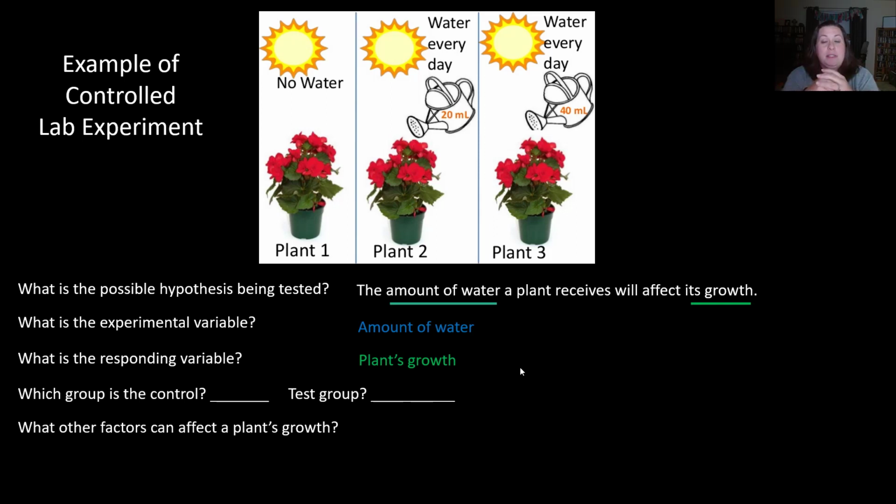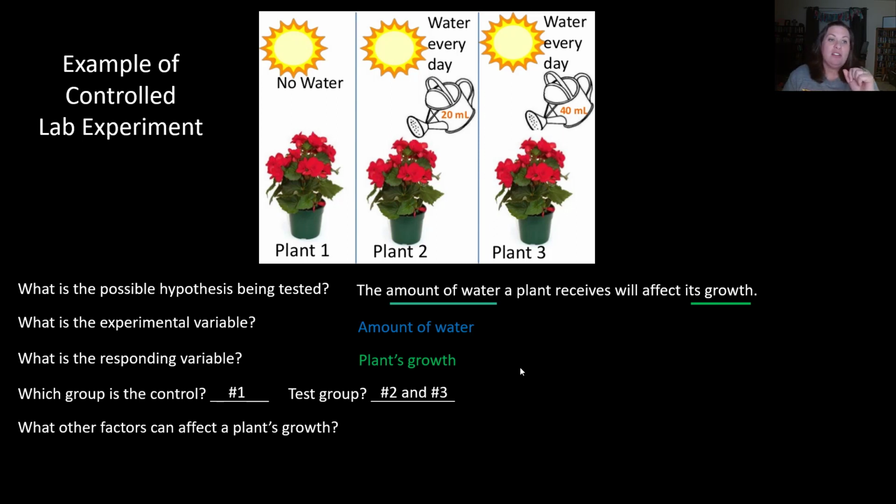Now, what about our groups? The control group is the one that's not undergoing the experimental variable. So this is plant number 1 because it's getting no water. The test groups where the water is changing are going to be groups 2 and 3.